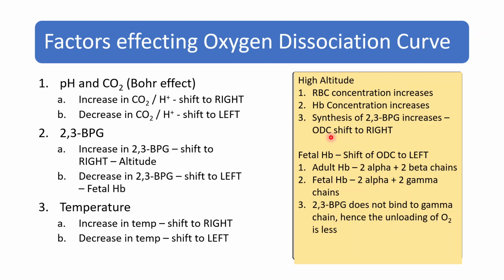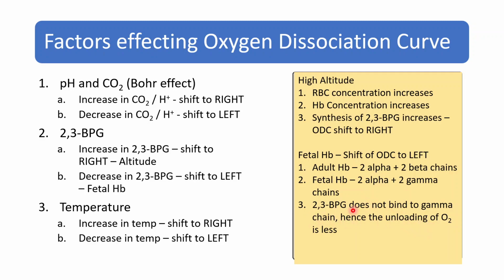Okay, so there is increased unloading of oxygen from the hemoglobin that can be given to the tissues. In case of fetal hemoglobin, there occurs a shift of the oxygen dissociation curve to the left. Now adult hemoglobin consists of 2 alpha and 2 beta. Fetal hemoglobin consists of 2 alpha and 2 gamma. Now 2,3-BPG does not bind to the gamma chain, hence unloading of oxygen is less.